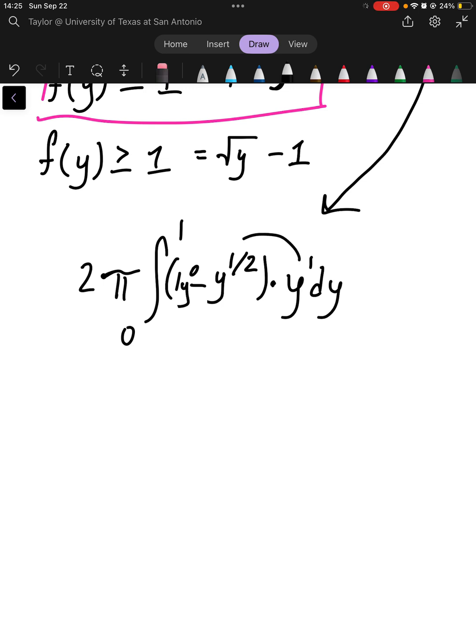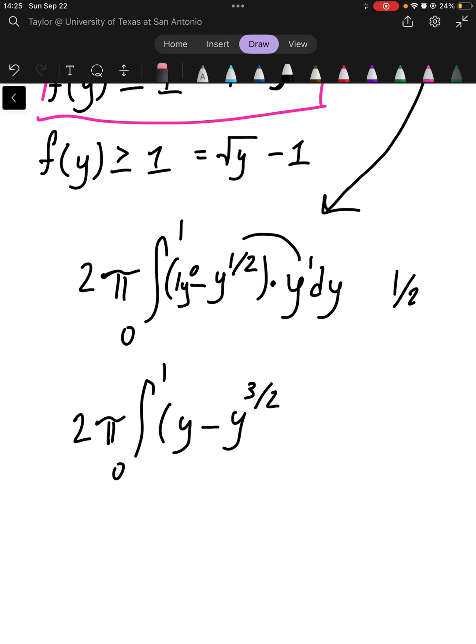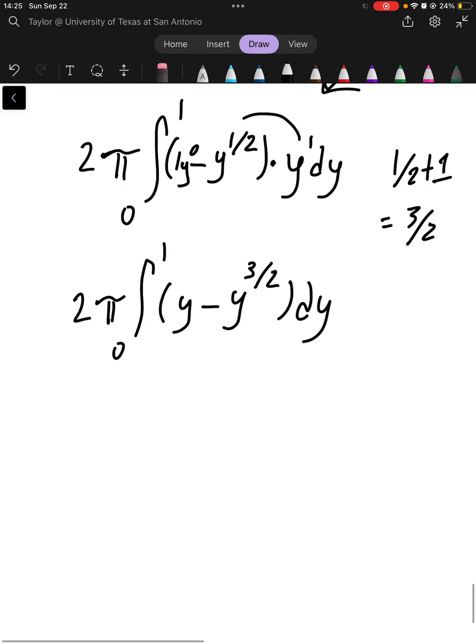Distributing this into our parentheses, we can just add our powers. So we get 2 pi integral 0 to 1 of y minus y to the 3/2, right? Because 1/2 plus 1 equals 3/2. Okay, dy. And the last thing we need to do is just evaluate this integral.